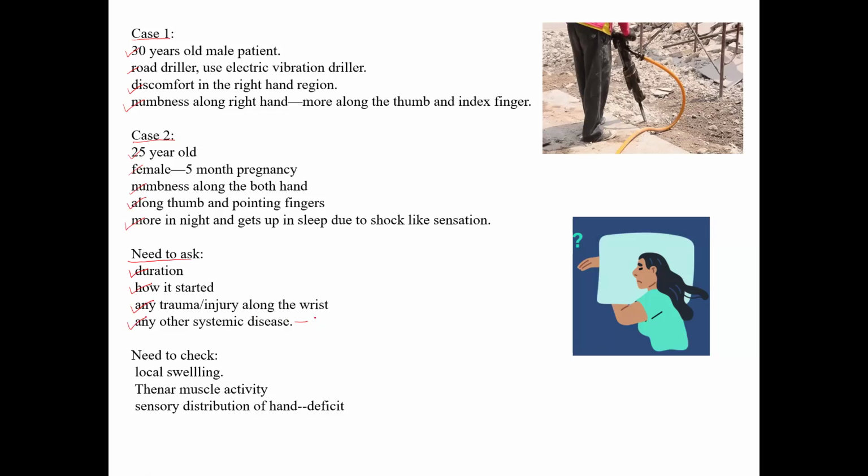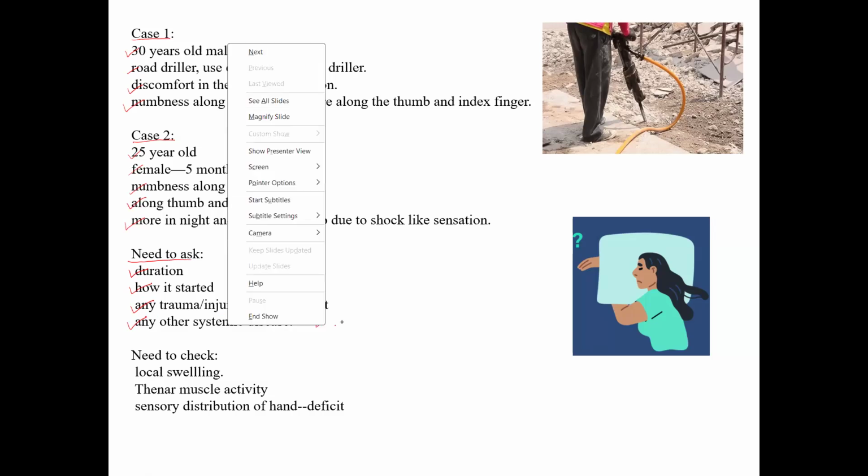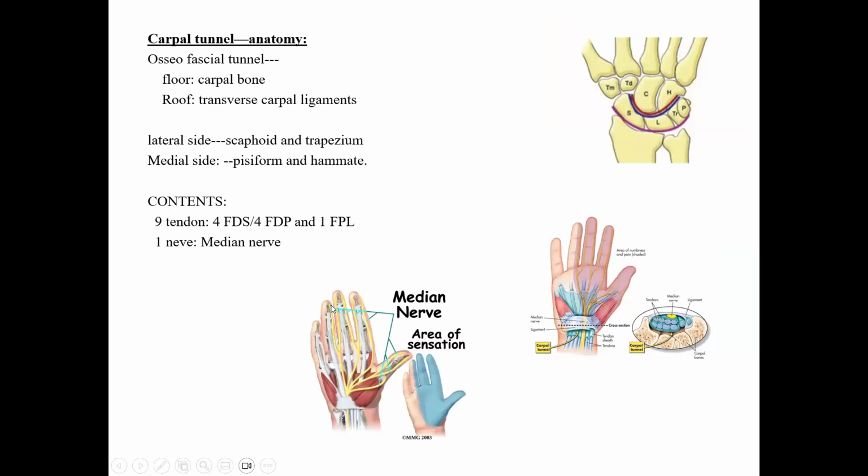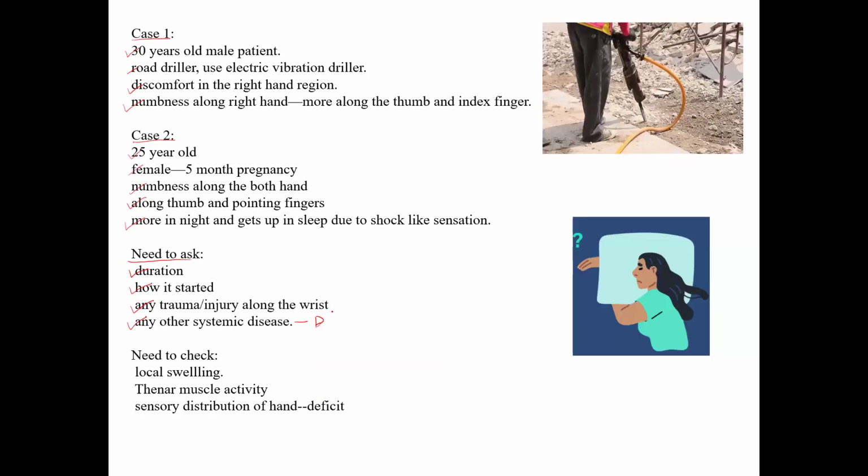Systemic disease means the possibility of diabetes mellitus, rheumatoid arthritis, chronic kidney disease, or any other autoimmune disorder. And we need to check for any local swelling, how the thenar muscle activity is, and the sensory distribution of the median nerve in the hand.